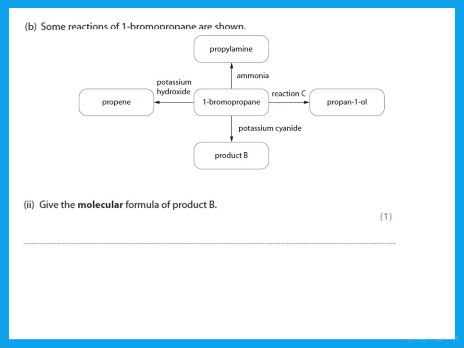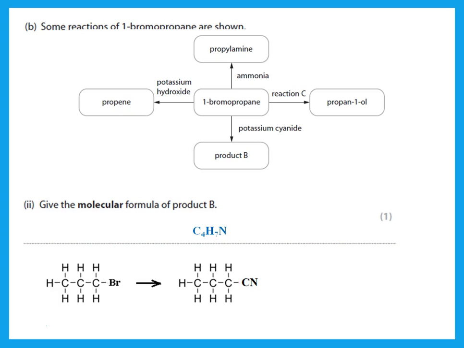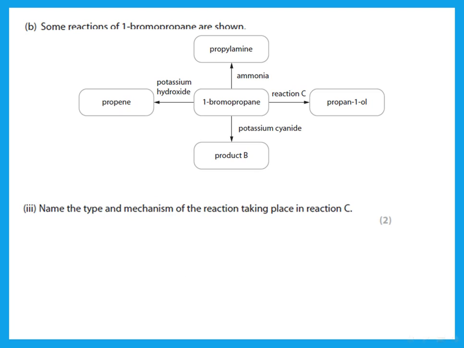Okay, the next question says, give the molecular formula of product B. What is product B? Product B is when I change the bromopropane by reacting with potassium cyanide. That means I am replacing the Br with a CN. So basically, he's asking you for the molecular formula of that product. Well, I have C4H7N because this gives the cyano product.